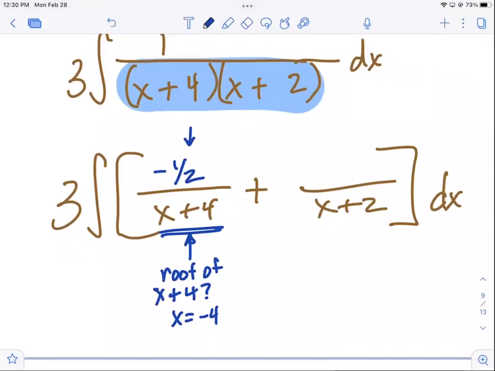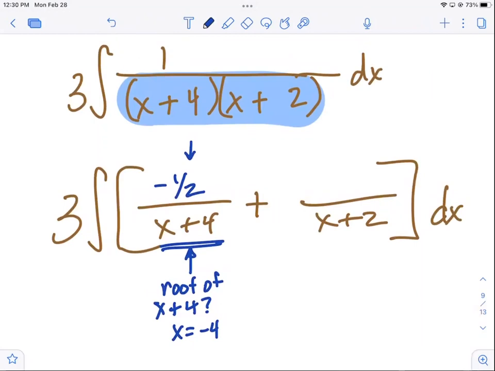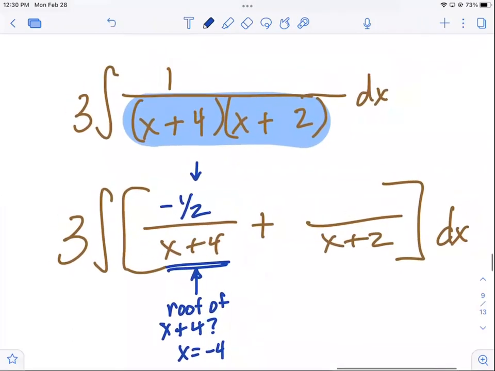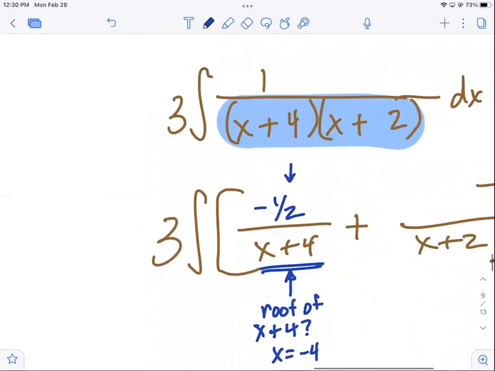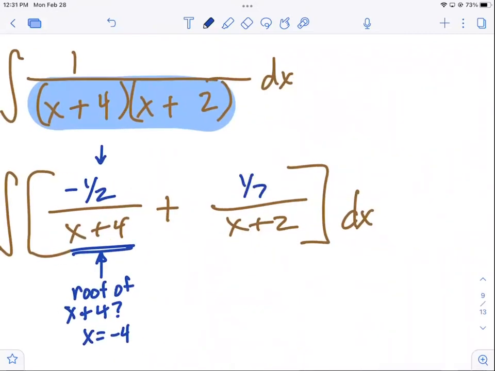And watch, we'll do it on the next one as well. Okay? What value makes x plus 2 zero when you plug it in for x? -2. So you go up above, and now you cover up that factor, and you plug a -2 into what's left. You get 1 over 2, positive 1 over 2. So positive 1/2 is the new coefficient.